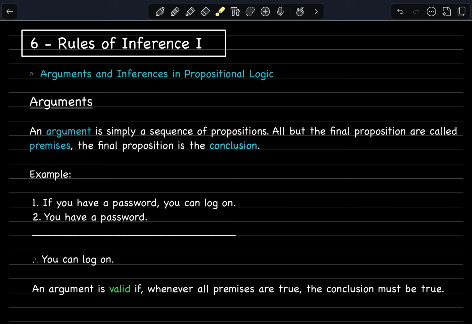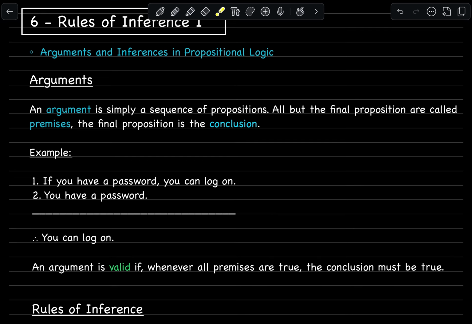And we say an argument is valid if whenever all the premises are true, the conclusion must be true. Okay? So validity isn't assuming that the premises are true. It's just saying that if they were true, then the conclusion would have to follow from that. Okay, that's all a valid argument is saying.